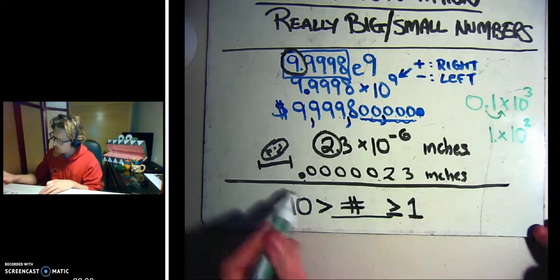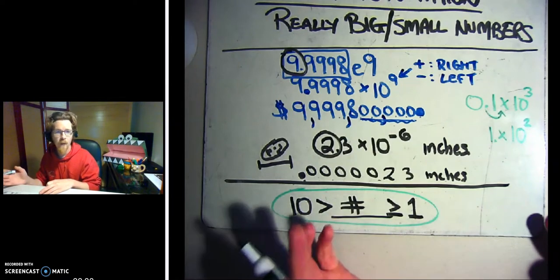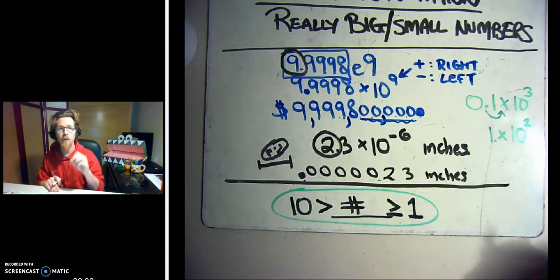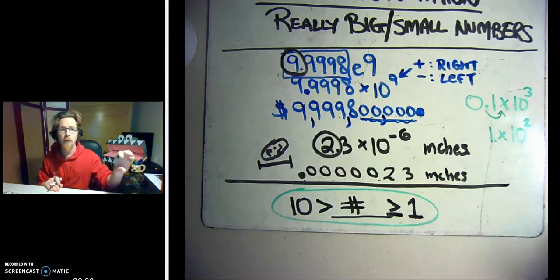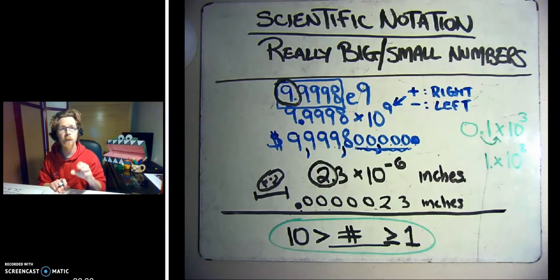So again, your scientific notation will always be a number that is less than 10, but bigger than or equal to 1, and then you'll have the decimal and every other number behind it. We use scientific notation, again, to represent really, really big numbers and really, really small numbers.